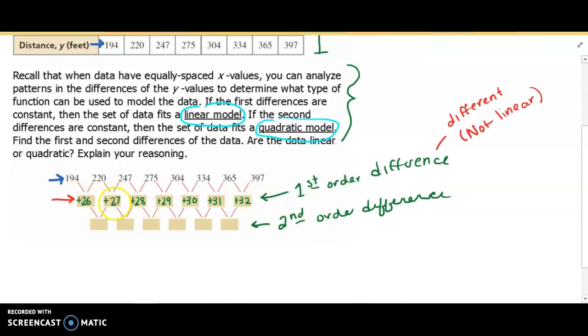Going from 26 to 27, we just increased by 1. Going from 27 to 28, we increased by 1. 28 to 29, we increased by 1. 29 to 30, increased by 1, and we increased by 1 all the way across. Now the second order differences are the same. And as you recall, if the second order differences are the same, we have a quadratic function. It's a perfectly quadratic function. We could write a quadratic function that fits this model perfectly.